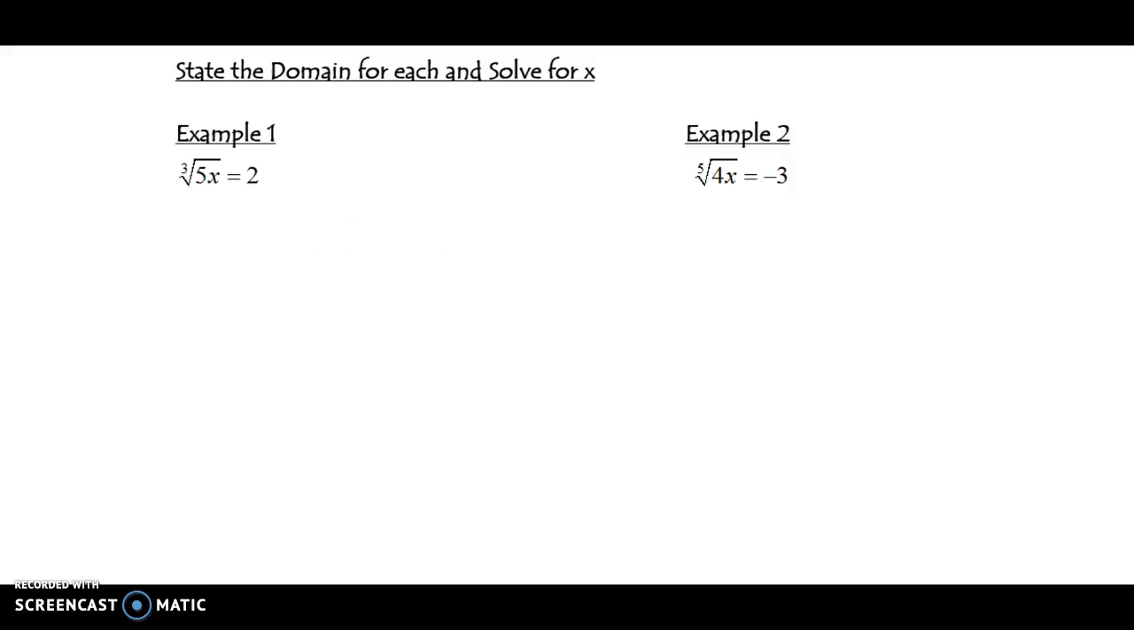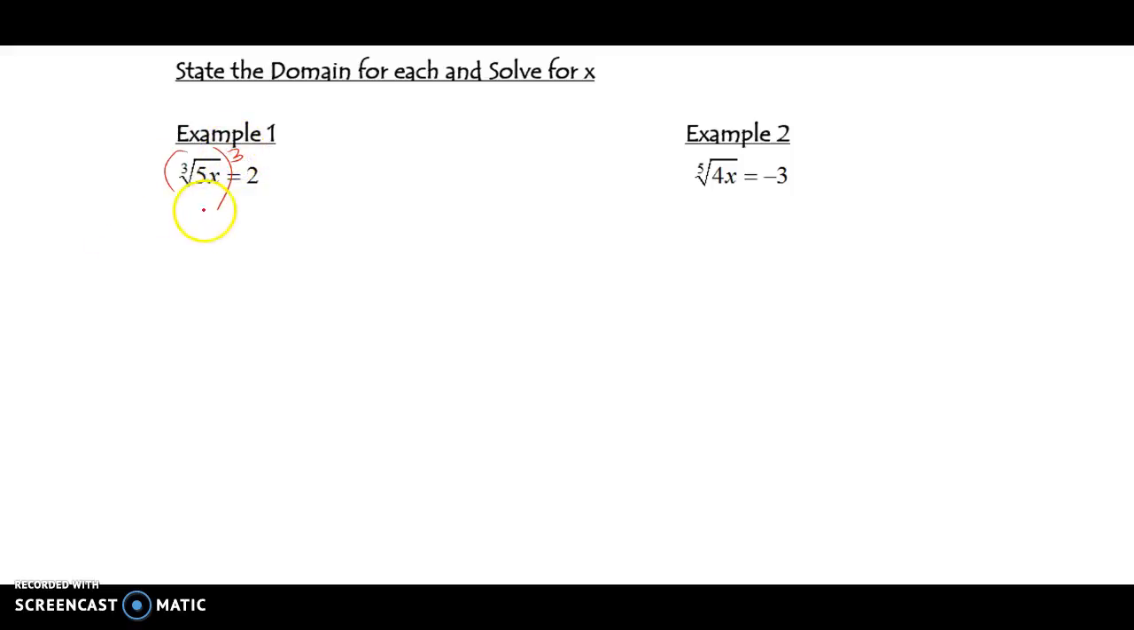Alright, here's an example. As first example, we have this quantity 5x. We're taking the cube root of that quantity 5x and we're getting the answer of 2. So we want to figure out what value of x would make this true. Well, whenever we solve equations, we're undoing. To undo roots, we use powers. To undo powers, we use roots. So if we have a cube root, we can undo that with a third power.